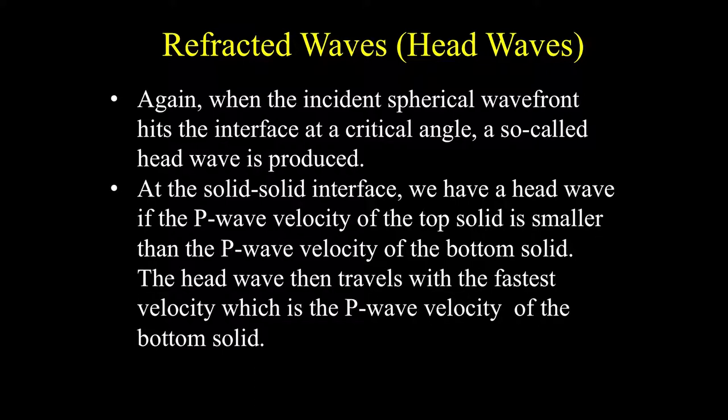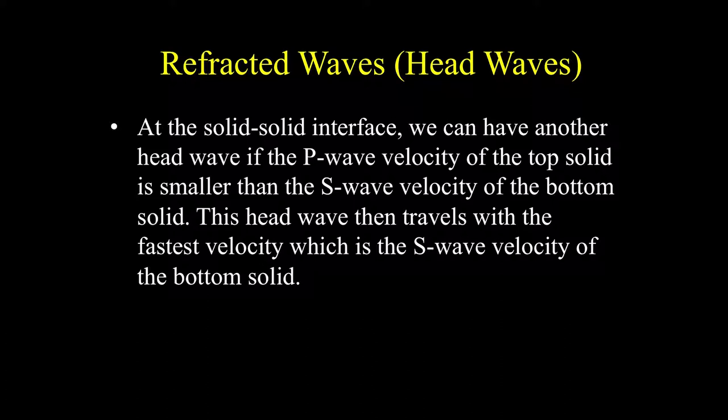Again, when the incident spherical wavefront hits the interface at a critical angle, a so-called head wave is produced. At the solid-solid interface, we have a head wave if the P wave velocity of the top solid is smaller than the P wave velocity of the bottom solid. The head wave then travels with the fastest velocity, which is the P wave velocity of the bottom solid. At the solid-solid interface, we can have another head wave if the P wave velocity of the top solid is smaller than the S wave velocity of the bottom solid. This head wave then travels with the fastest velocity, which is the S wave velocity of the bottom solid.